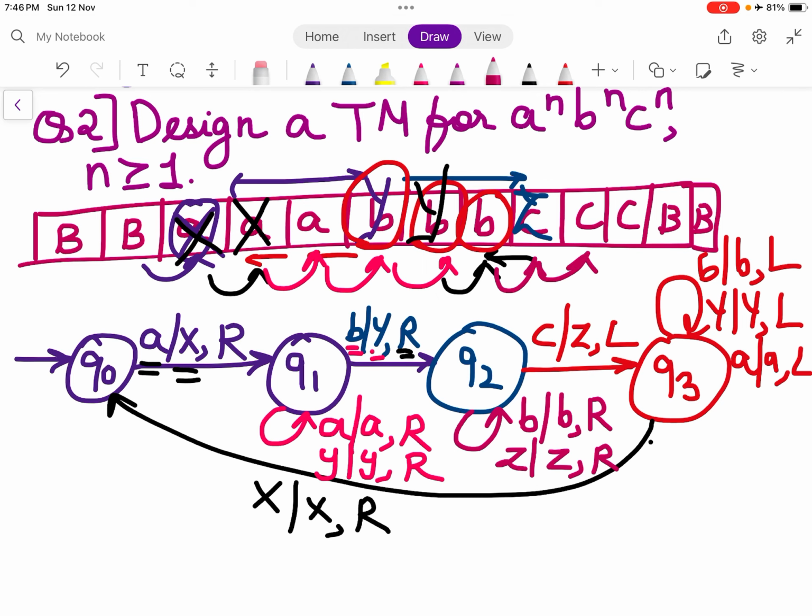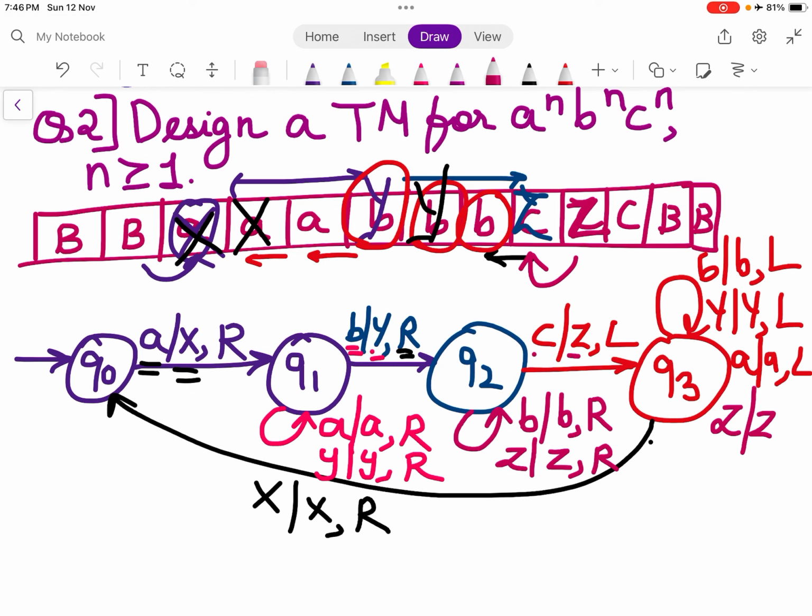Then you see a C. On seeing a C, replace the C with a Z and move in the left direction. Now we have to move in the left direction. In the left direction you see a Z. So for how many ever Z's you encounter, keep them as it is, move in the left direction.